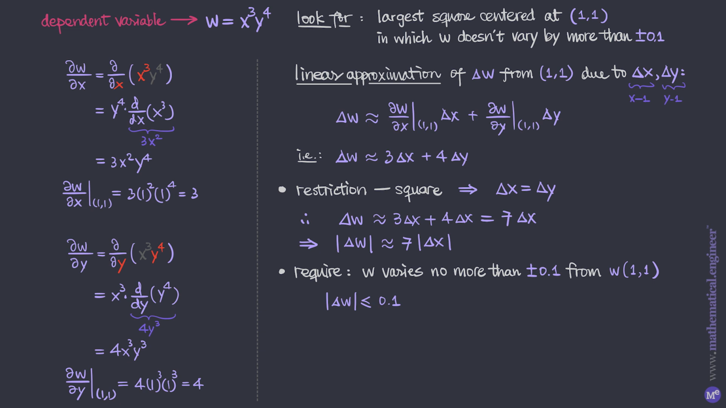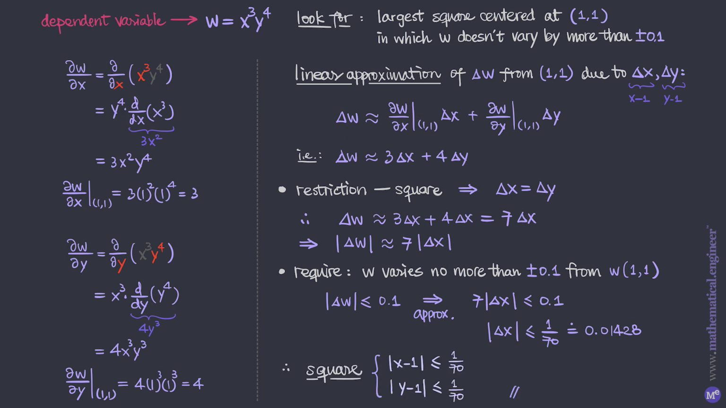Then we know the limit on the absolute value of delta w is approximately equivalent to limiting 7 times of the absolute value of delta x to be at most 0.1. That gives the maximum allowable absolute value of the change in x, which is 1/70th. So, here is approximately the largest square we're looking for.